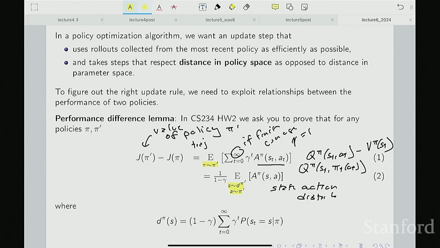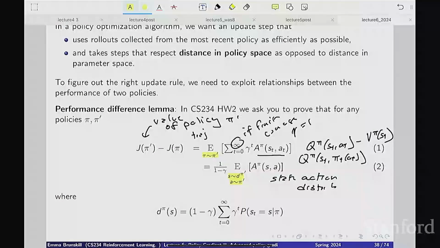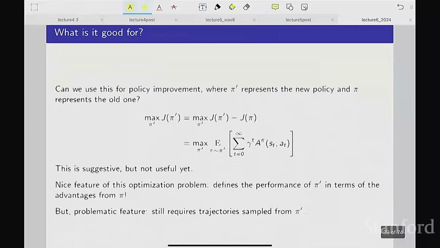You'll be proving this in the homework, but we'll see how this can be helpful. Okay, so why are we making you do this?